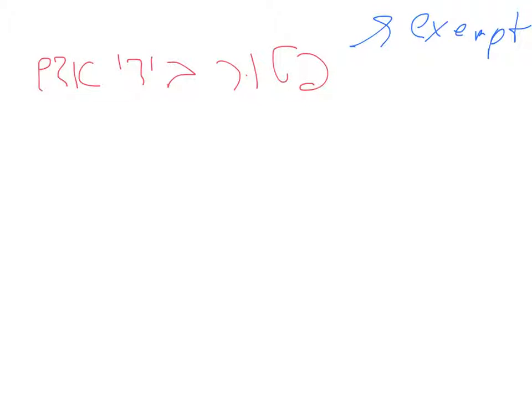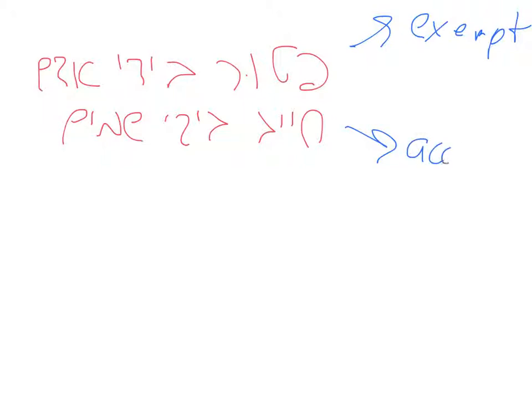However, you are chayav biyedei shamayim. You are held accountable, right? Patur is exempt. Chayav is you are required. In this case, we'll say accountable to pay, or for punishment. Adam would be human beings down here. Shamayim is referring to obviously God in the heavens.